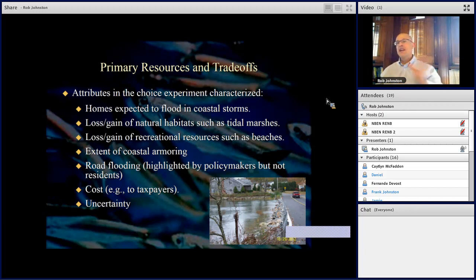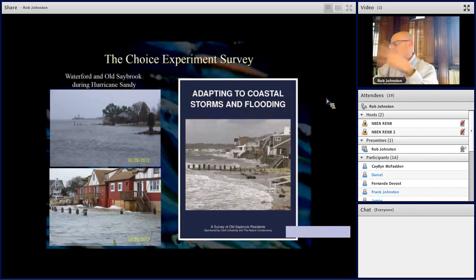Whether you're losing natural habitats like tidal marshes or beaches, the extent of the shoreline that's coastal armored with hard armoring. A lot of people, even though coastal armoring can protect things, often don't like the way it looks, right? Some of the surveys included road flooding, obviously cost. So this is just a few panes from the survey, just to show you a little bit. It's not every page, but it's just a few of what it looked like. Those are two images from those towns. This was actually during Superstorm Sandy. So you can see that flooding's kind of a big deal in those two towns.